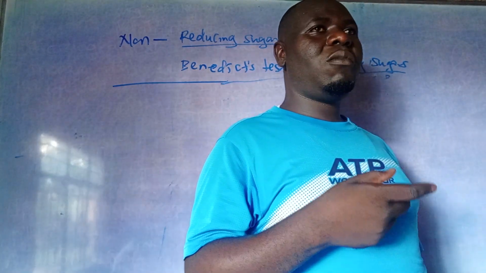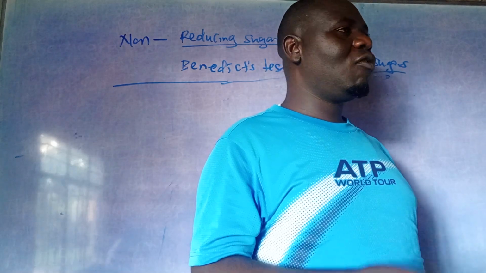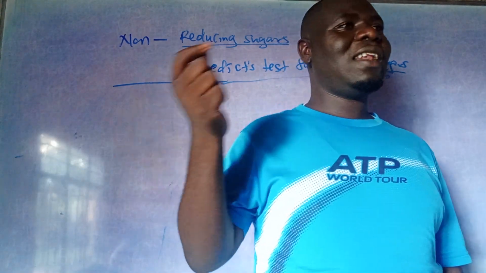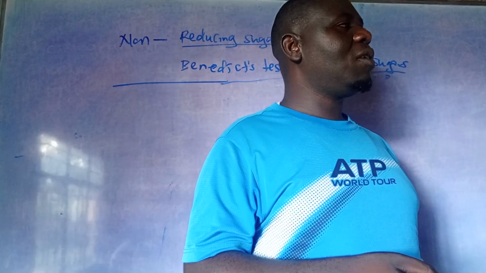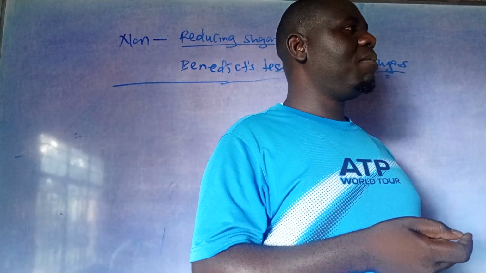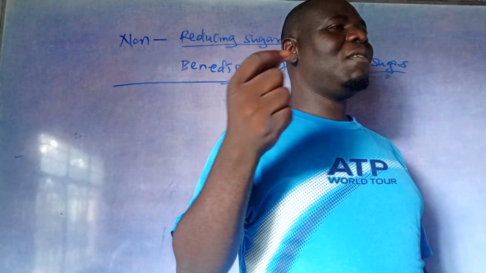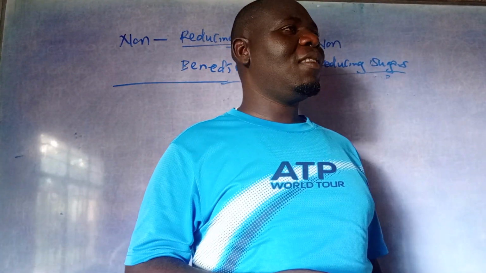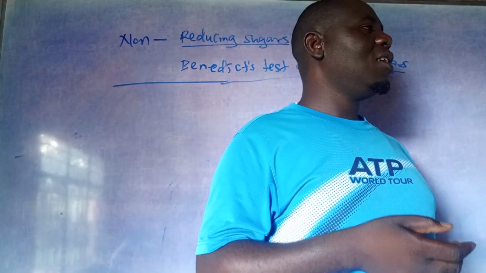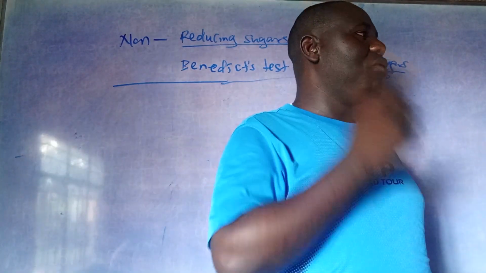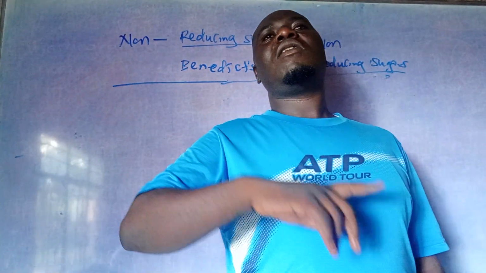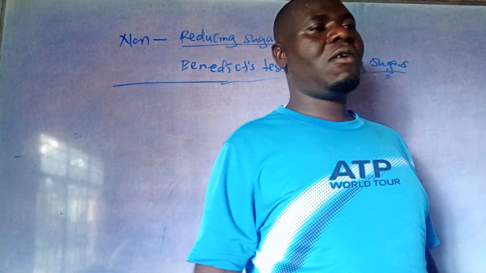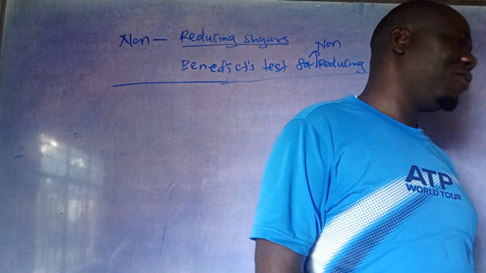Put 2 cm³ of sample solution in a clean and dry test tube. Then you add 2 cm³ of what? Benedict solution. Then you heat the mixture gently for 3 minutes using a water bath. If the solution remains blue, then you proceed to the testing for non-reducing sugar.